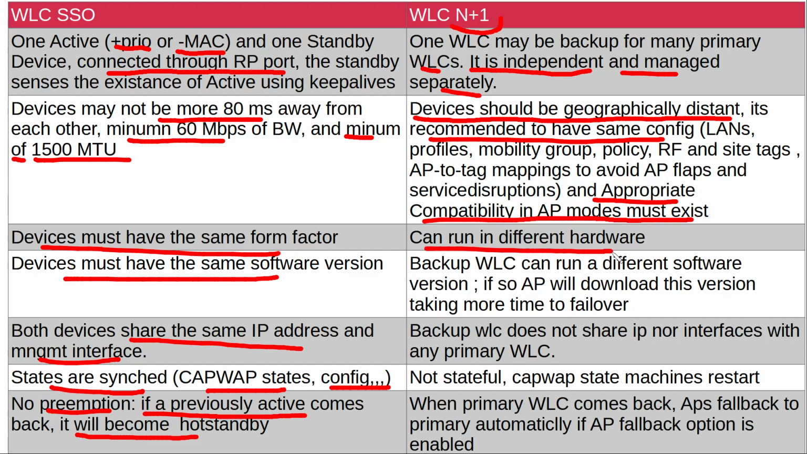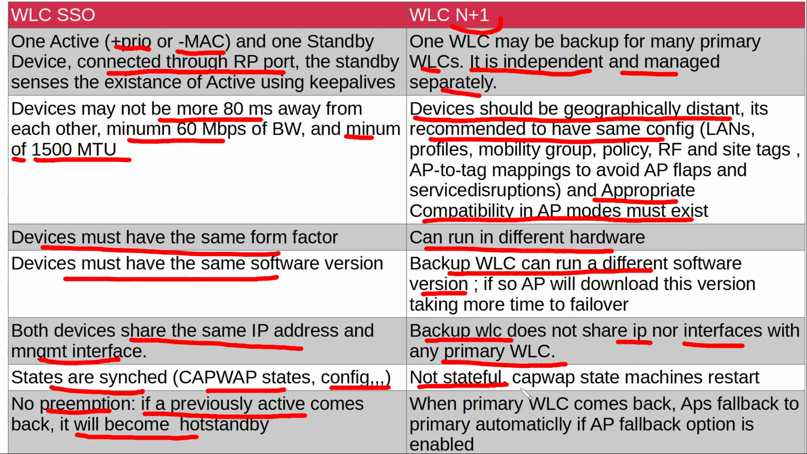It can run different hardware, it can run a different software version, but if so, the access points will download this version, taking more time to fail over. The backup wireless LAN controller does not share any IP address or interfaces with any primary wireless LAN controller. It is not a stateful switchover. That means that the states are not synced.